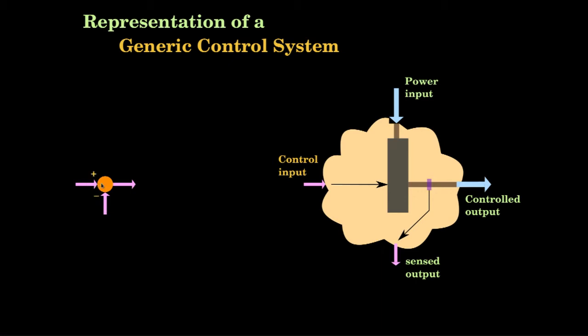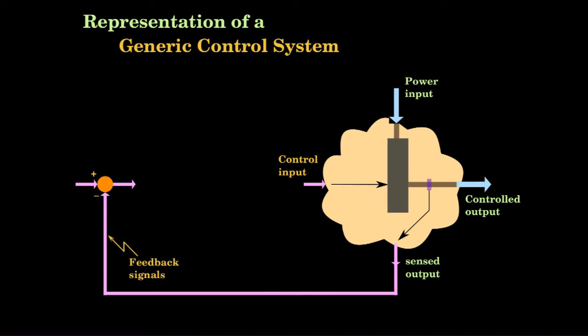So what are these two inputs? As I said, this is a difference. One of them is the sensed output. The sensed output, I am directly putting through feedback. Of course, it can be processed and put through feedback, but I am just indicating here. The sensed output, I am going to directly put to the minus terminal. Negative feedback. This is called the feedback signal.